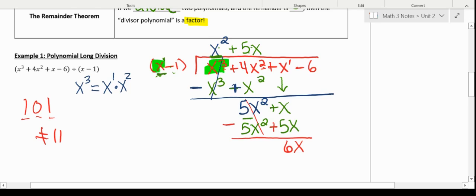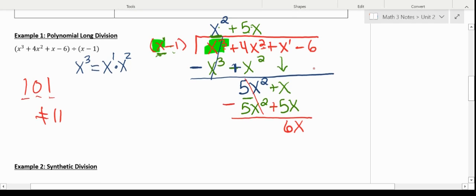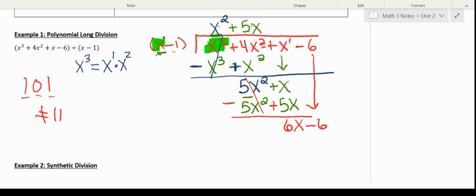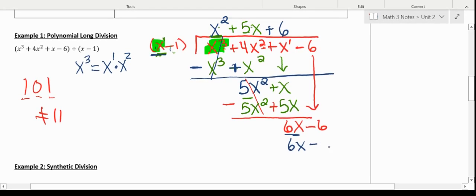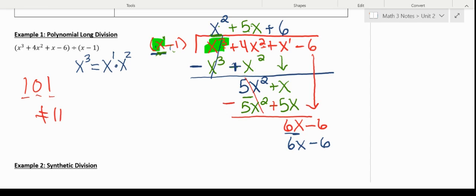And then I'm going to do my very last piece of bringing down my negative 6. All right, and then now I'm on my last piece here. What am I going to multiply x by to get 6x? I'm just going to multiply by a positive 6. 6 times x is 6x. 6 times negative 1 is negative 6. I'm now going to do the opposite, so I got to subtract. I'm left with a 0. And I divided it out now.